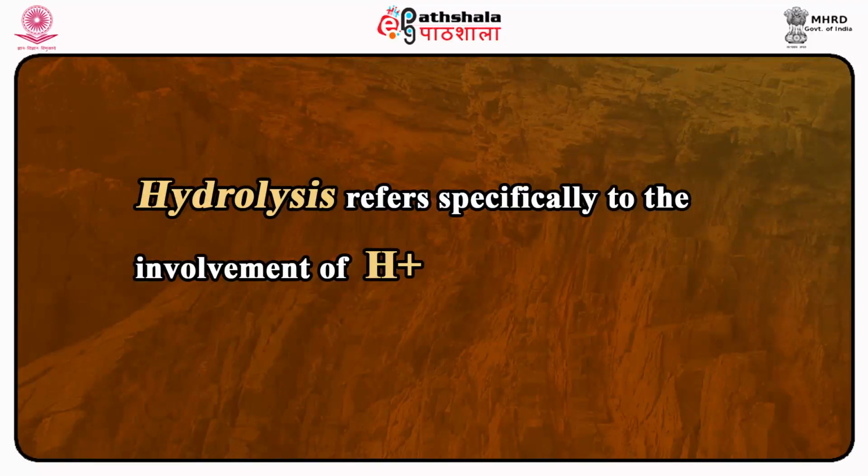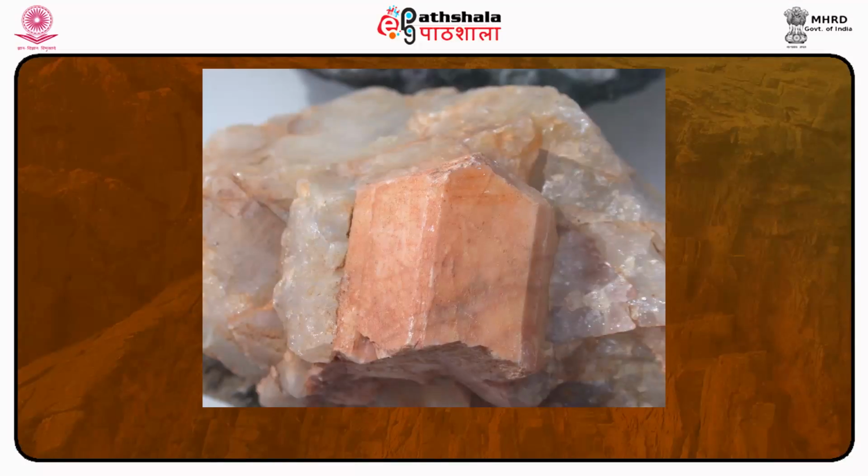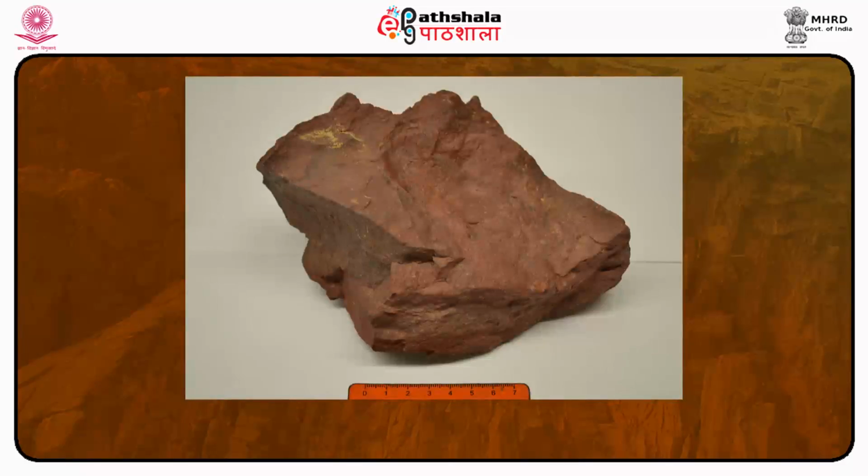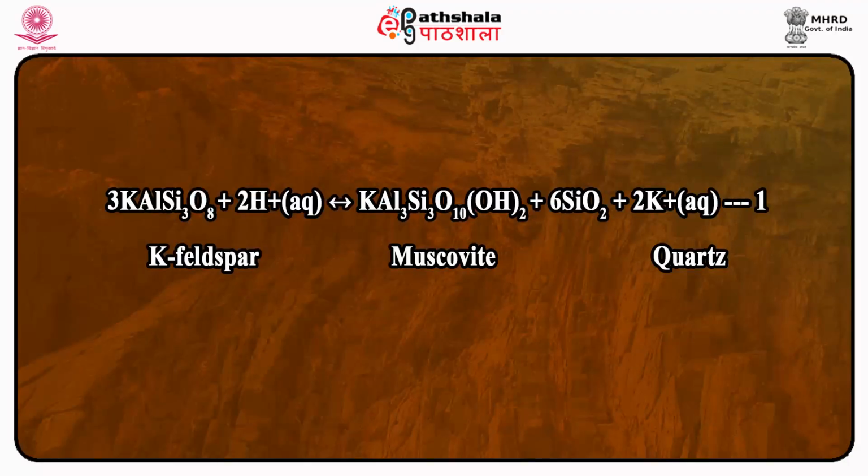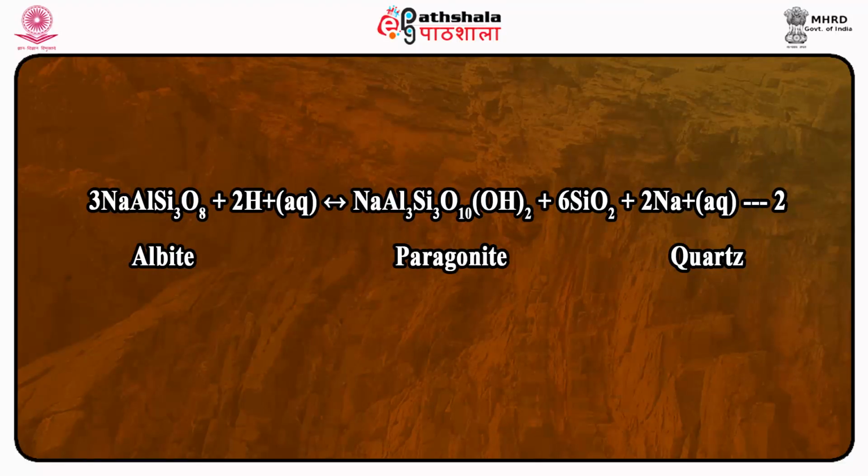Hydrolysis refers specifically to the involvement of H+. It is profoundly important because hydrolysis of wall rock minerals serves both to convert anhydrous silicates like the feldspars to hydrolyzed silicates like the mica and clay minerals, and to buffer the pH of the fluid, in turn affecting solubility and association-dissociation relationships in it. In reactions of the following type, that is, potash feldspar plus 2H+ ion giving rise to muscovite and quartz and sericite. The next reaction is albite plus 2H+ ion giving rise to paragonite plus quartz with the release of sodium ion.